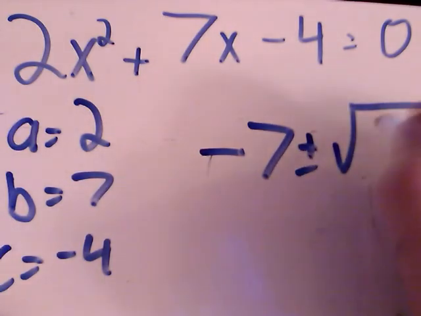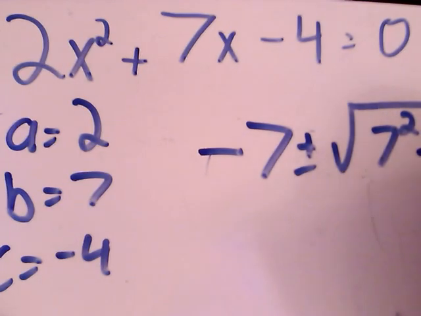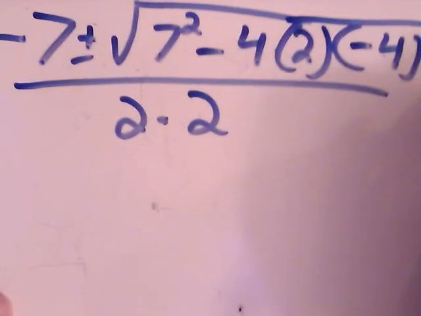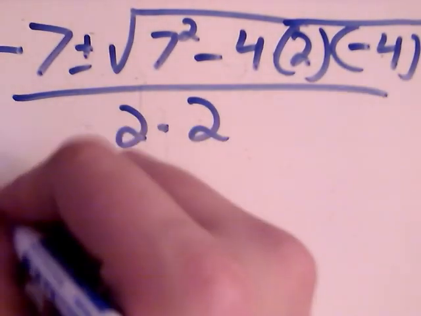Plus minus the square root of B squared. I'm going to leave it like this. Minus 4 times A times C. All over 2 times A. That's what it looks like when I plug everything in. So I'm going to go ahead and simplify.